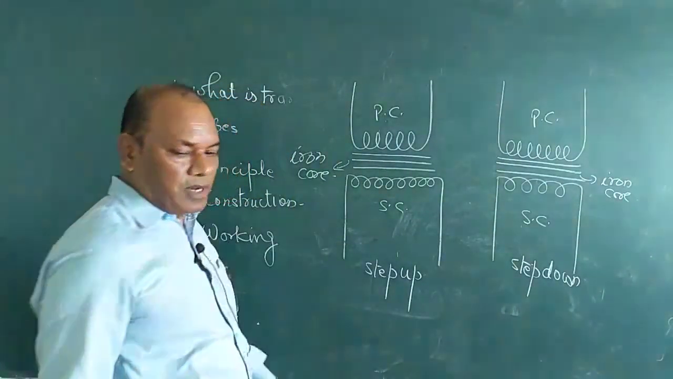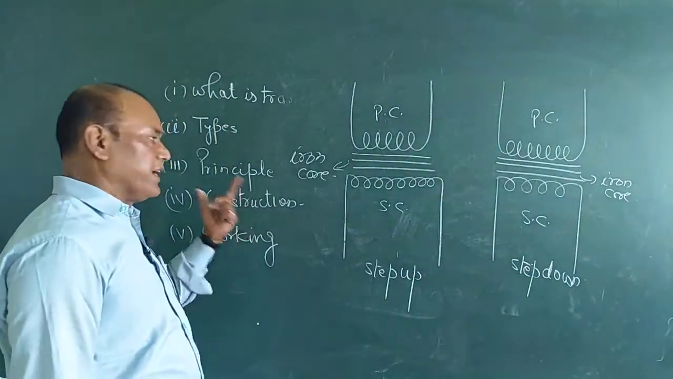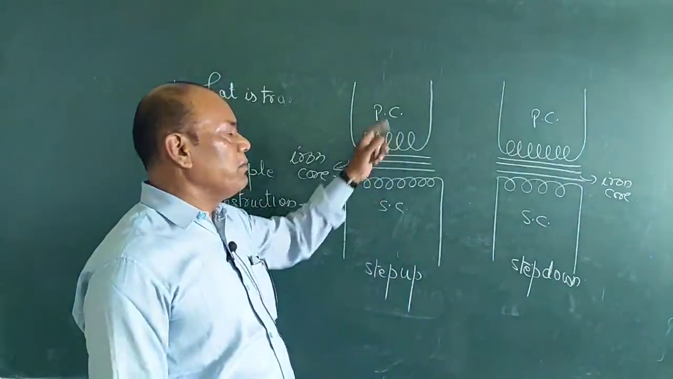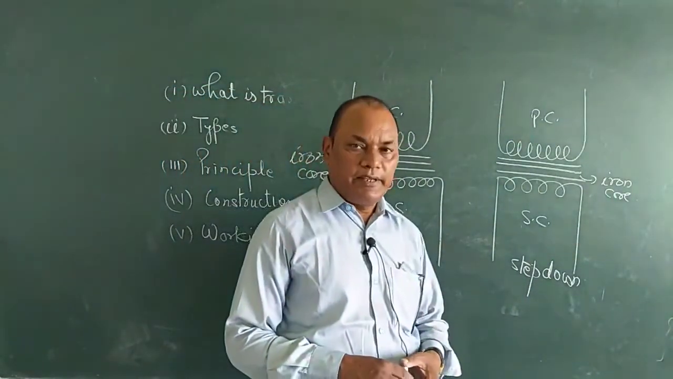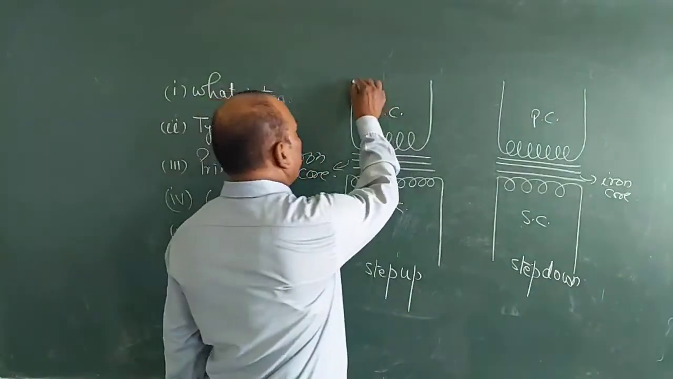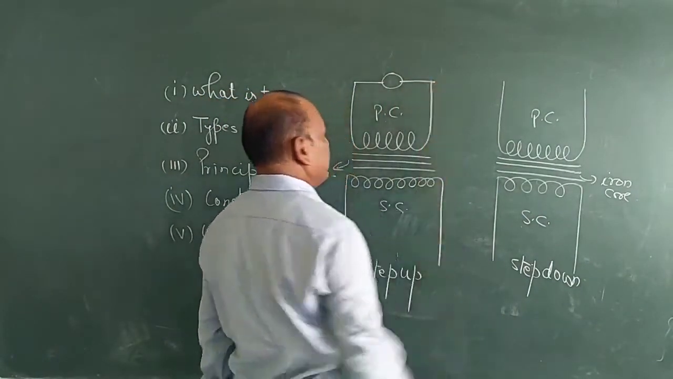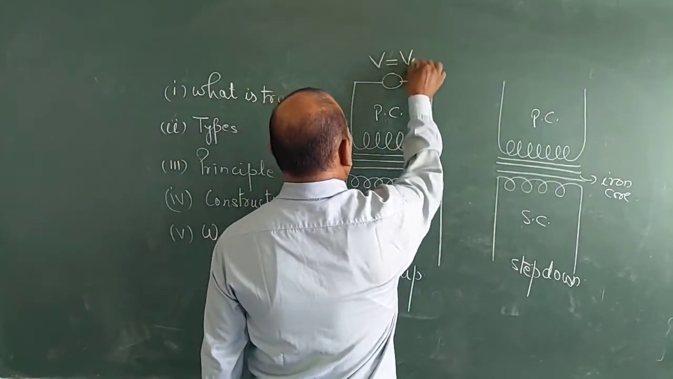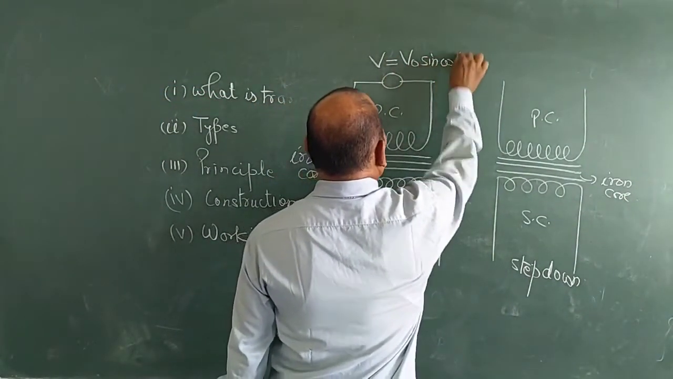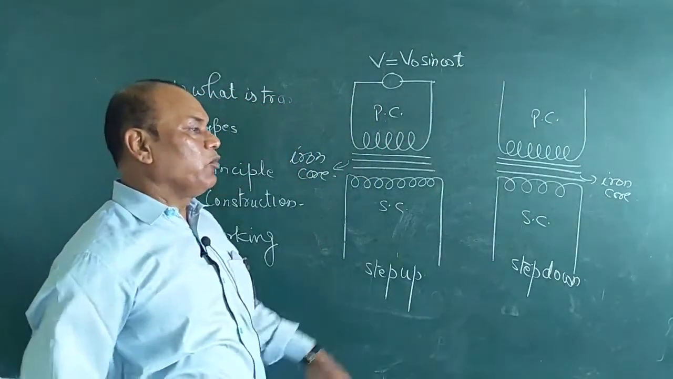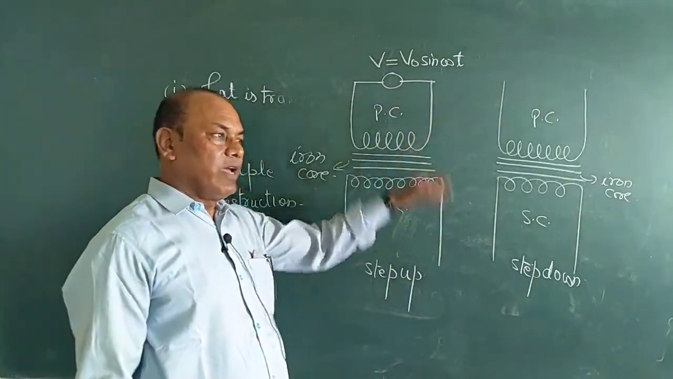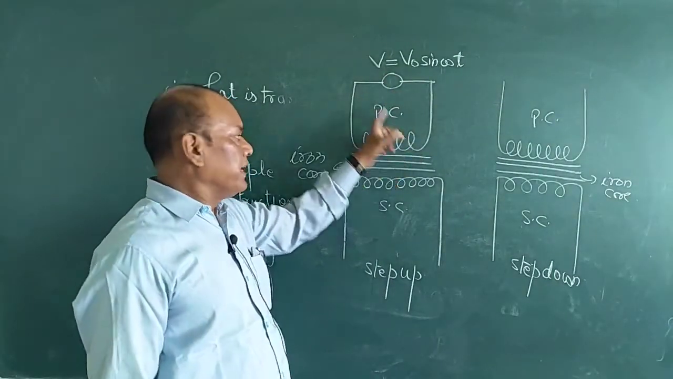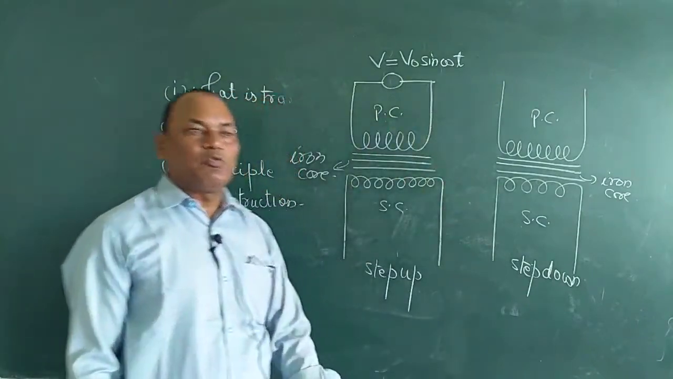Now, the working principle. What is the working? When a transformer is used, its primary coil is connected to the main supply. When the main supply is connected to the primary coil, an alternating voltage is applied to the primary coil, and then alternating current flows through this coil.